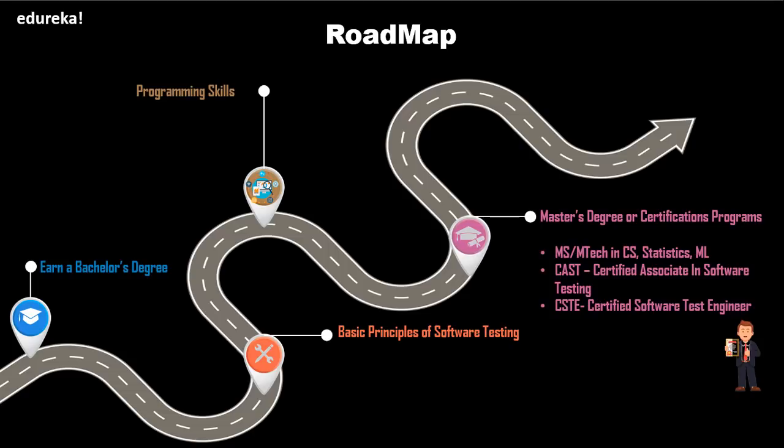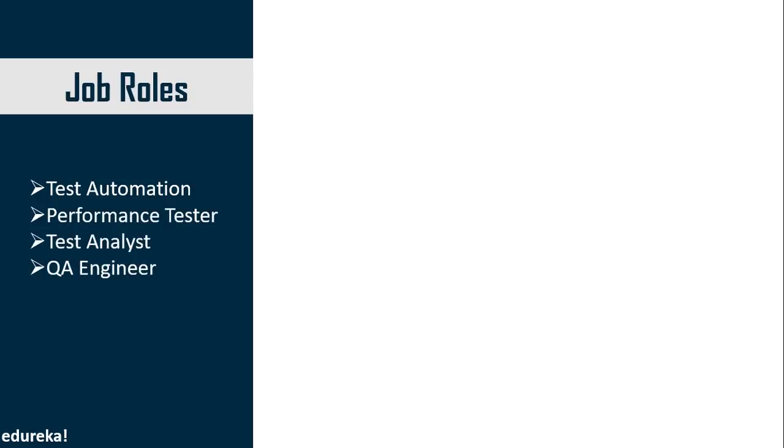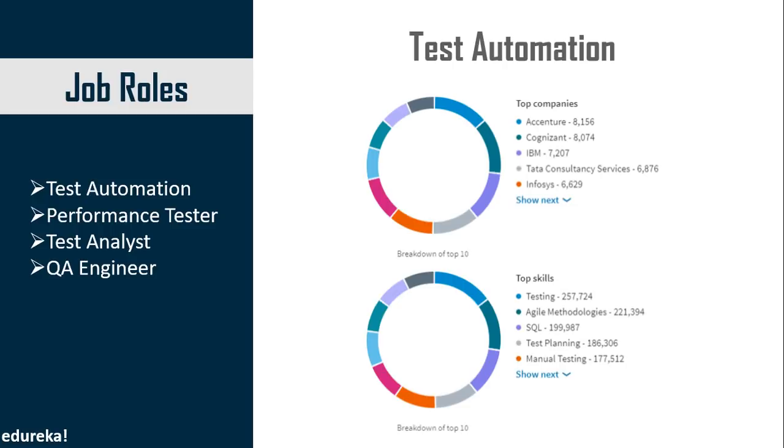Now, some of the best certifications for a test automation engineer are CAST, that is the Certified Associate in Software Testing, CSTE, that is the Certified Software Test Engineer, and there are many more such certifications. So now let's move ahead and have a look at the job roles for a test automation engineer. Now, some of the most common job profiles include test automation, performance tester, test analyst, and QA engineer. So let's have a look at some of the statistics provided by LinkedIn on these top profiles.